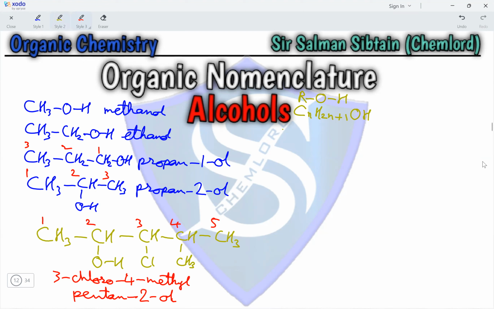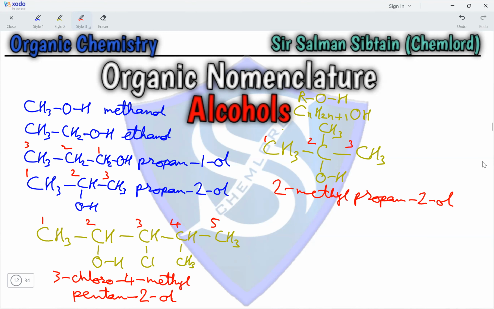So using more examples, we would have CH3, C, then we would have another CH3, we would have a CH3 placed on top and an OH group placed at the bottom. So the numbering would be 1, 2, 3, and the name would become 2-methylpropan-2-ol.